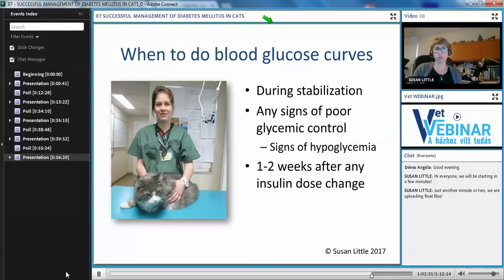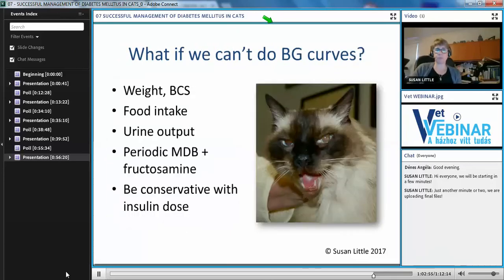But if your patient is doing well, their body weight is stable, their clinical signs are controlled, everything is going well, I don't use blood glucose curves in those patients. I don't do them unless there's a reason. As you can see on this slide, these are the reasons I would do a curve. Otherwise, I just monitor by the patient's clinical signs and weight to tell how they're doing.